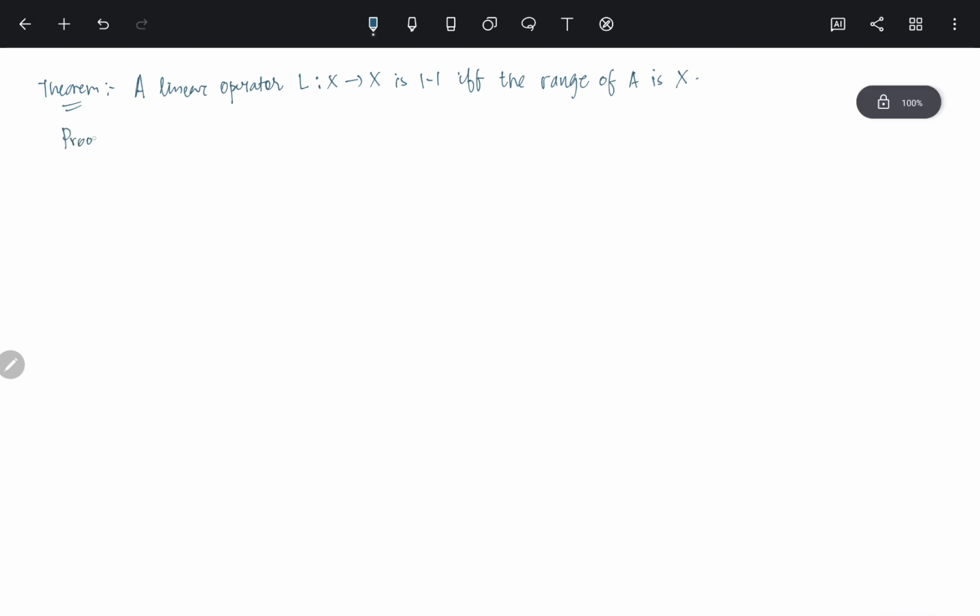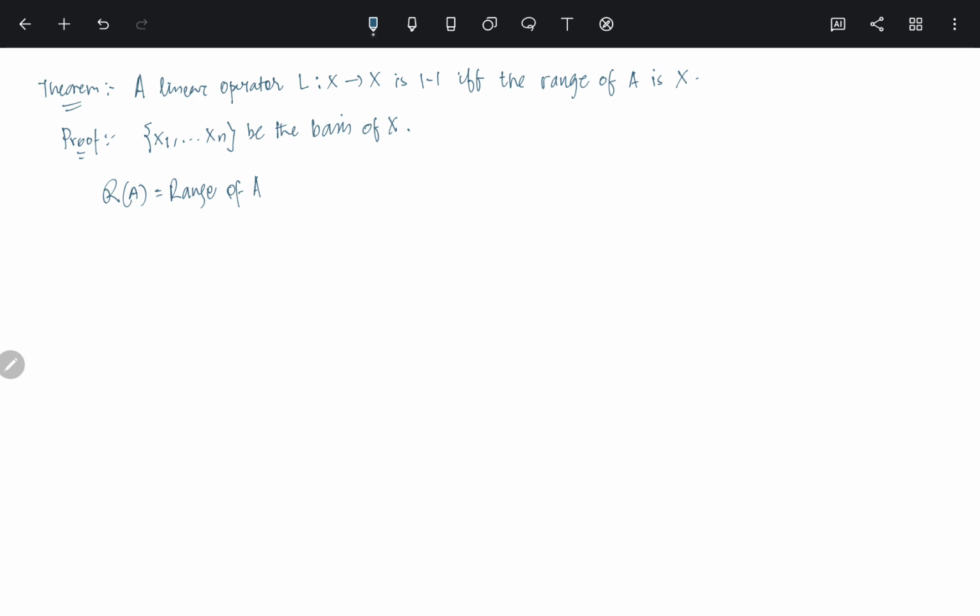So what is the proof of this? Let's look at the proof. Very simple proof, but let's look at it. Let's say we start with a basis of X, x1 to xn, be the basis of X. Now, since A is linear, what does it mean? It means that the range of A, let's just write it like this, this is the range of A.